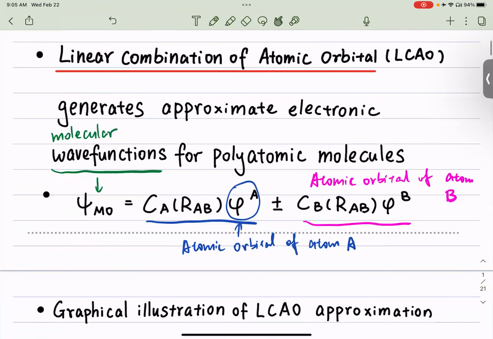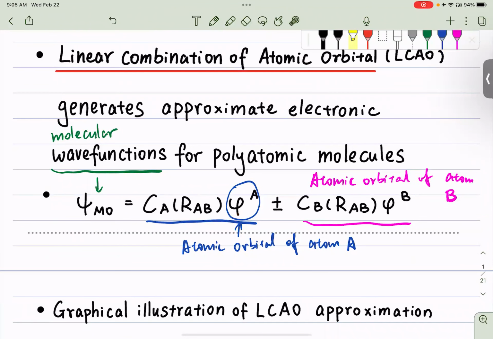So by taking the linear combination of different atomic orbitals, you can generate an estimate for what a molecular orbital looks like. One of the things I want to highlight here is that when you're doing the linear combination of the two atomic orbitals, it can happen in a constructive way or a destructive fashion. So that's where that plus and minus comes from. And here, CA and CB are the normalization coefficients.